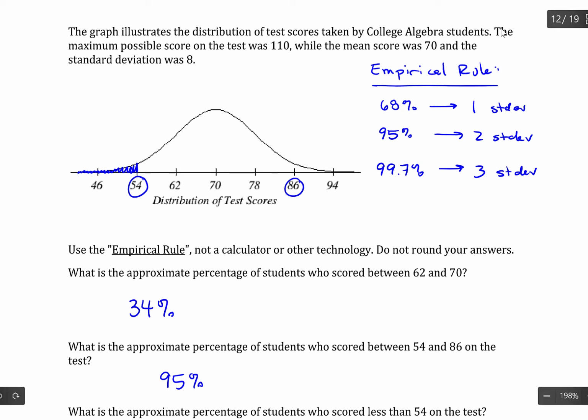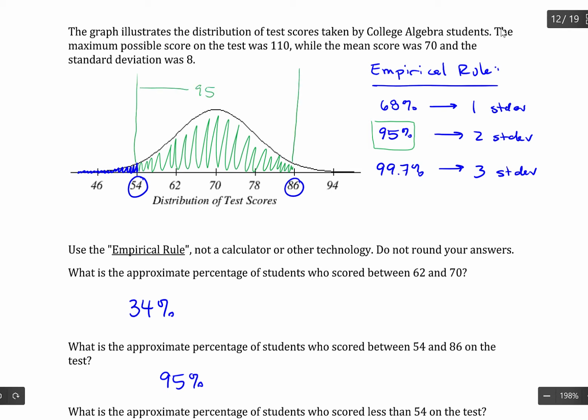But here's some different things that we can do. All right, so we do know that there's approximately 95% of the data between these 2 values, so 54 and 86. So from here over to here, that's about 95% of the data. Now, also we know that there's 100% of the data somewhere underneath this distribution. So every student is somewhere in this data.